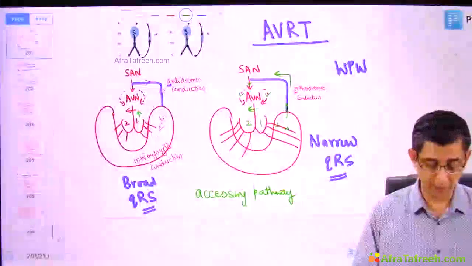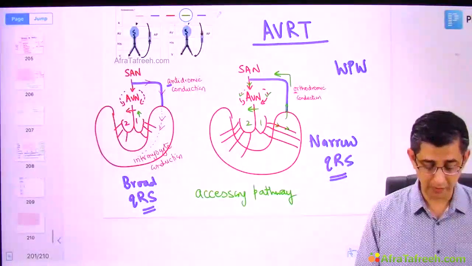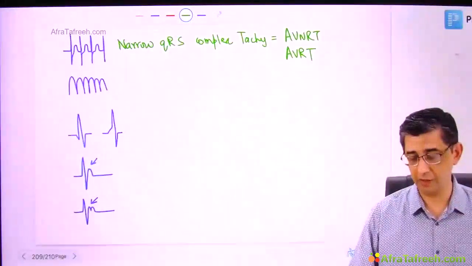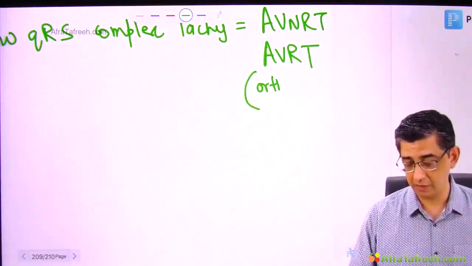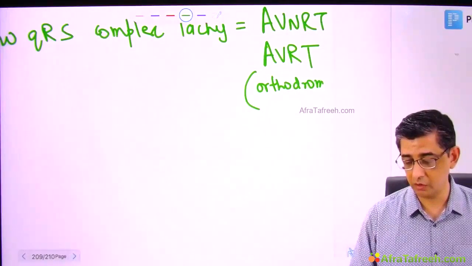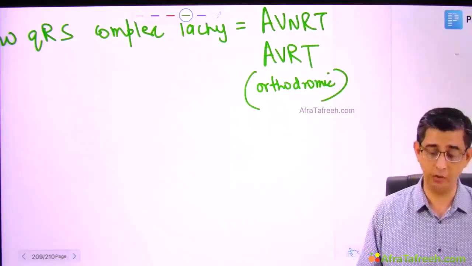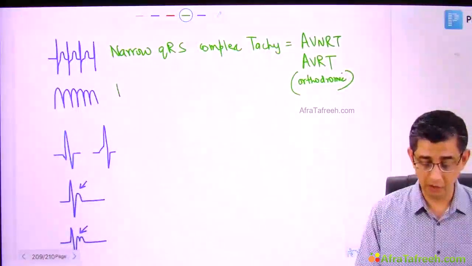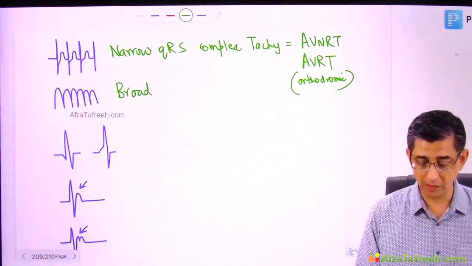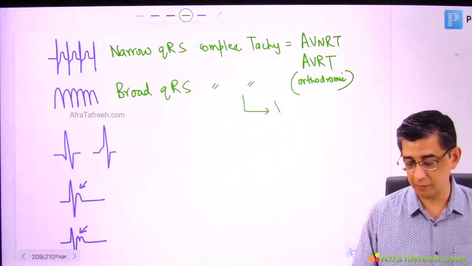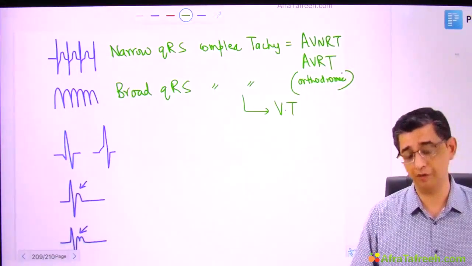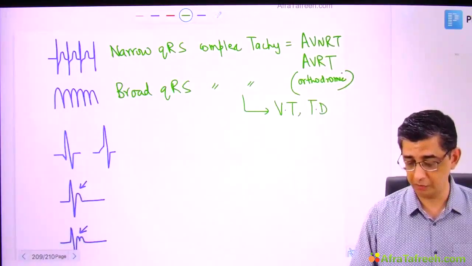Let's just make up the entry of this point as well. The entry to be made here is that if it is going to be AVRT, atrioventricular reentrant tachycardia, and it is a reverse conduction, orthodromic, it will be having a narrow QRS complex. Then is broad QRS complex tachycardia. Now for this, there are two possibilities which should be remembered. They will usually ask you about monomorphic ventricular tachycardia or about the polymorphic variety.